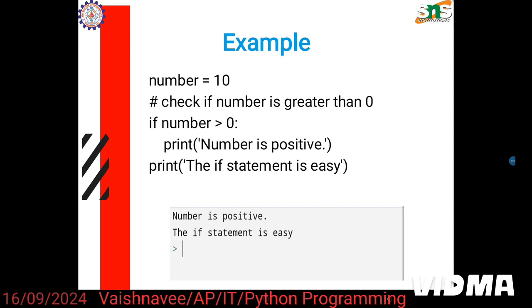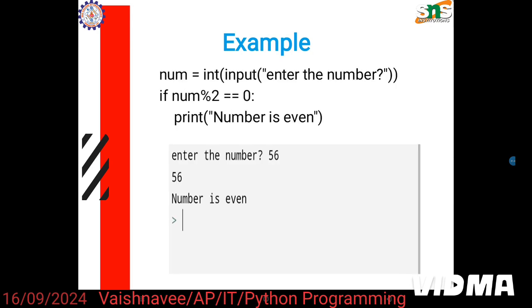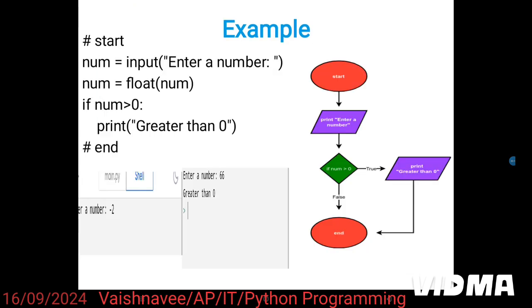The if statement is easy. It will check the condition, it is true, so it will execute the code of the statement, that is number is positive. Here, similarly, we are getting the input from the user. num is equal to int input, enter the number. If num modulo 2 equal to 0, as we know that modulo is used for the remainder value, the number is even. We have entered the number 56. The 56 will be divided by 2. There will not be any remainder value equal to 1 or something like that. So the remainder value is equal to 0, so it will print number is even.